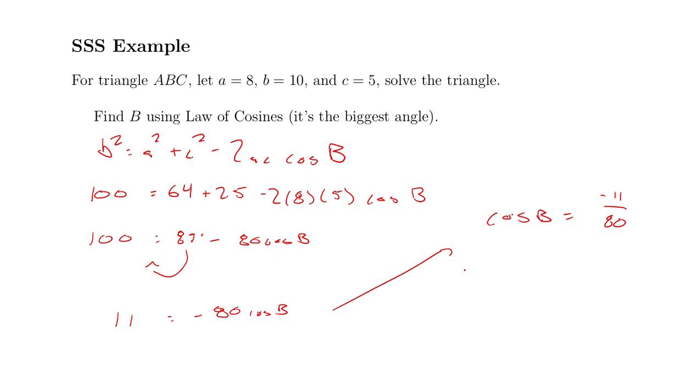And now you can use the cosine inverse function. So we'll say, all right, cosine inverse of negative 11 over 80. That's going to give us 97.8 degrees.